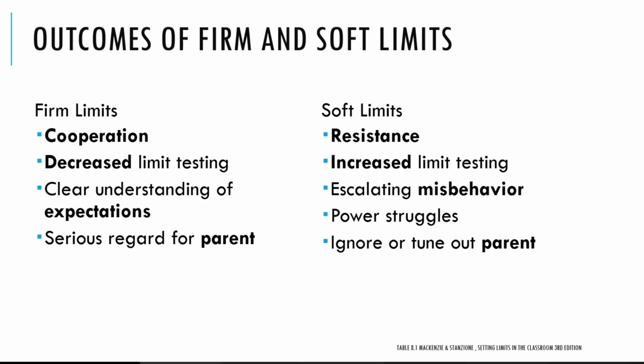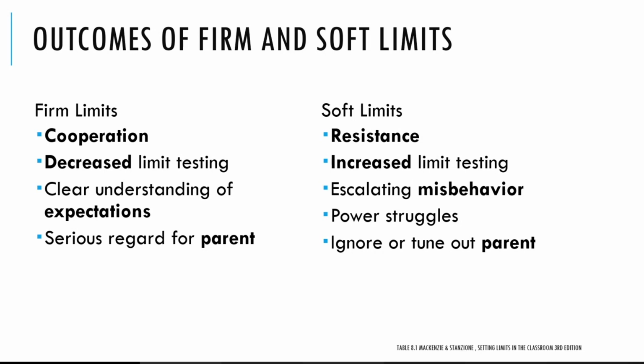When you're setting soft limits, you're going to constantly get that resistance from the child. You'll have that increased limit testing. They're going to always test your limits. As they get older, the behavior will begin to escalate. Power struggles will continue to happen. Eventually, they will ignore you or tune you out altogether.